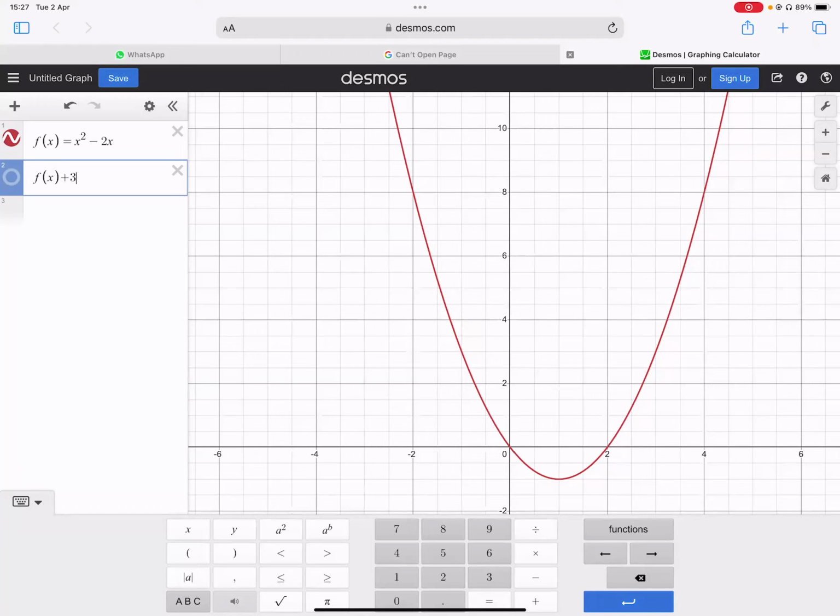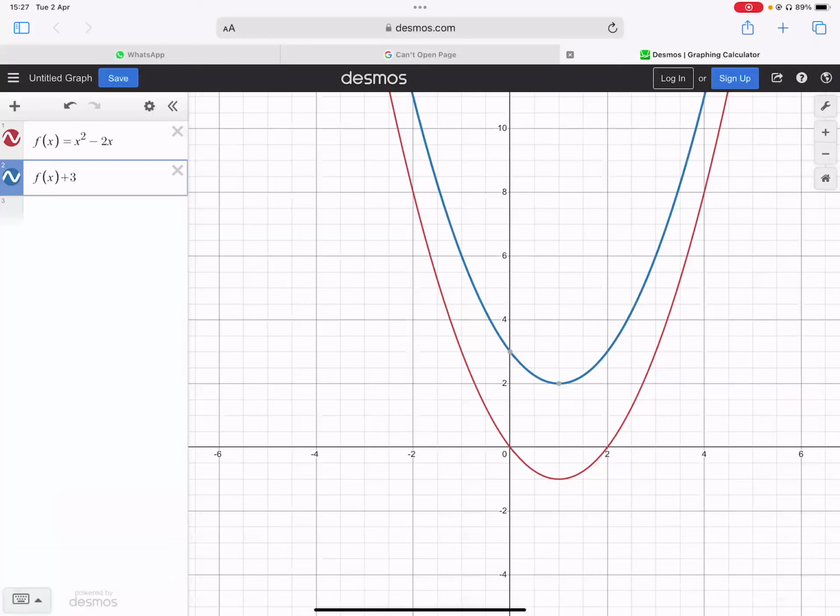It will shift 3 spaces up. It'll shift 3 units up, right? f of x plus 3, f of x is y, right? So you're adding 3 units to the y coordinates. So every single point on the graph, the y coordinate of that changes by 3 units, it moves 3 units up.